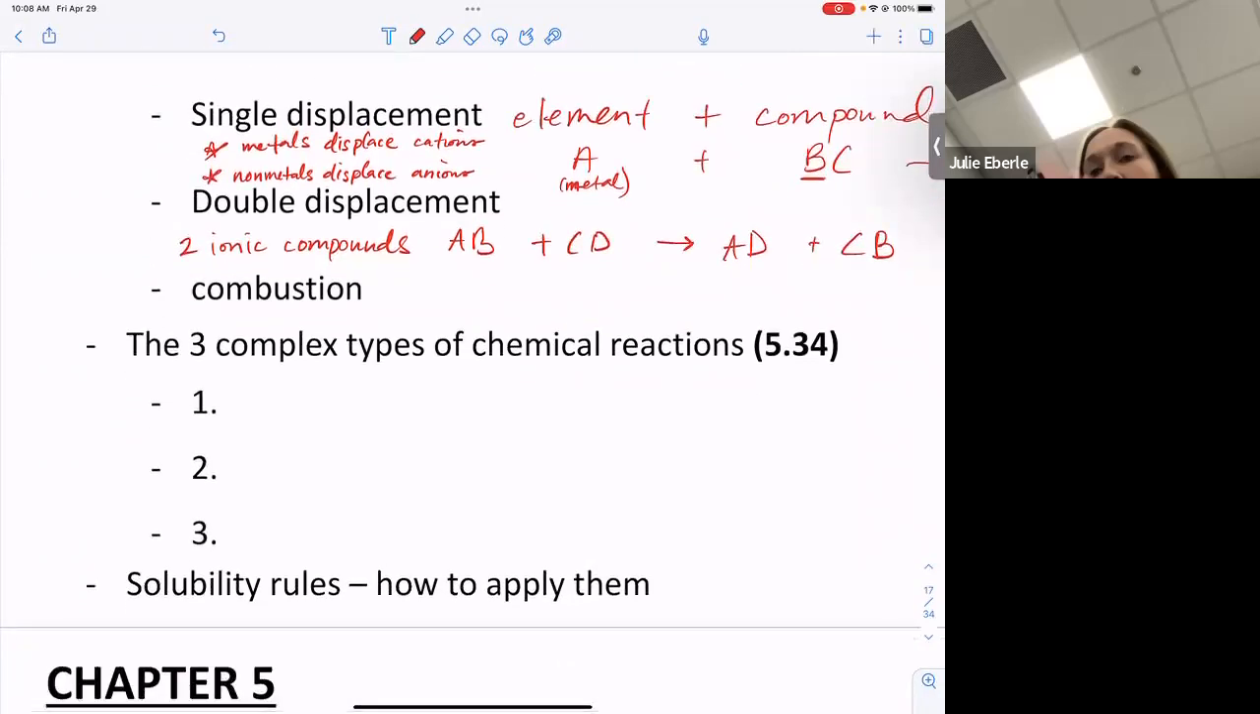Combustion: you have some sort of hydrocarbon, carbon joined up with hydrogen, and there are so many different ones, C3H8, C2H6, C4H10, CH4, okay? Some combination of carbon and hydrogen, and it's reacting with oxygen. Oxygen is a fuel, we know, for fires. And these always make carbon dioxide and water.